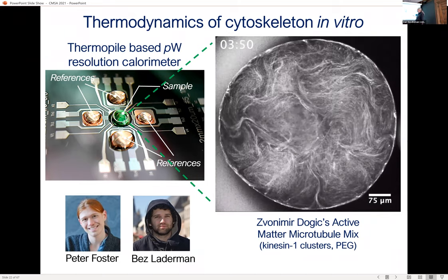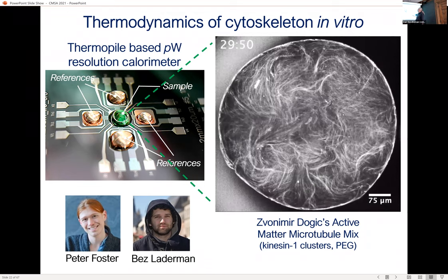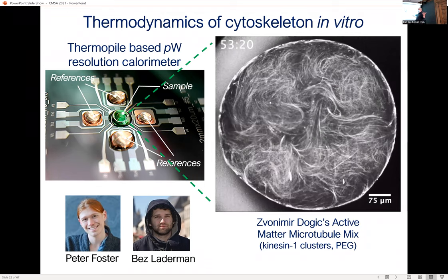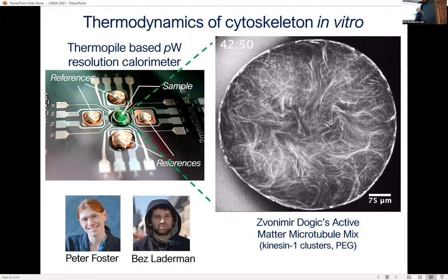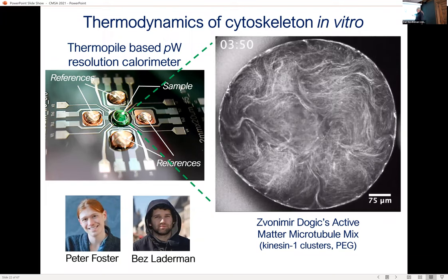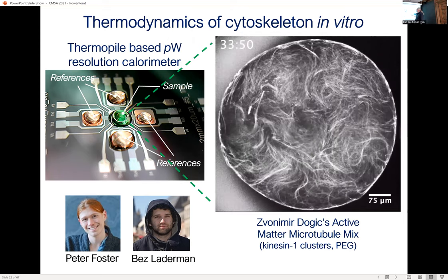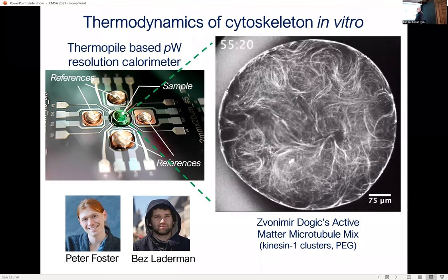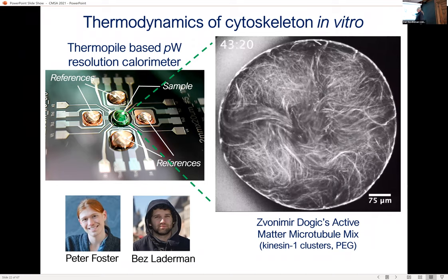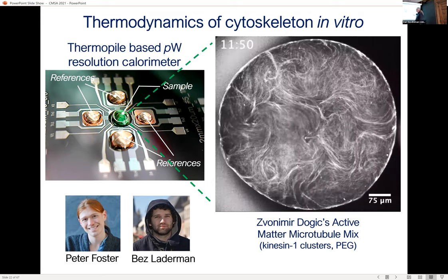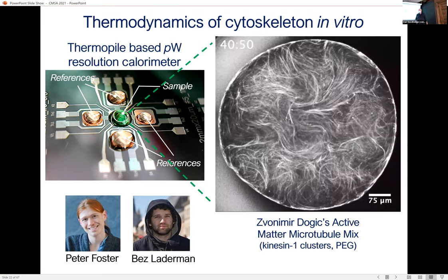And then by putting in known amounts of heat, you can calibrate it essentially. Basically, what you're doing is you're measuring the difference between a sample and references. For example, a sample with microtubules and molecular motors with ATP and ones without ATP.